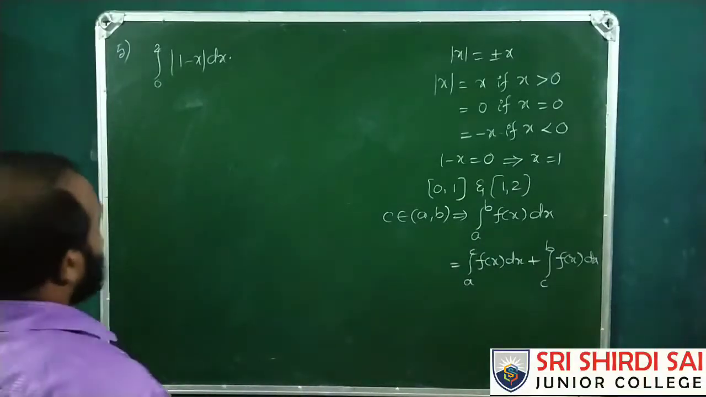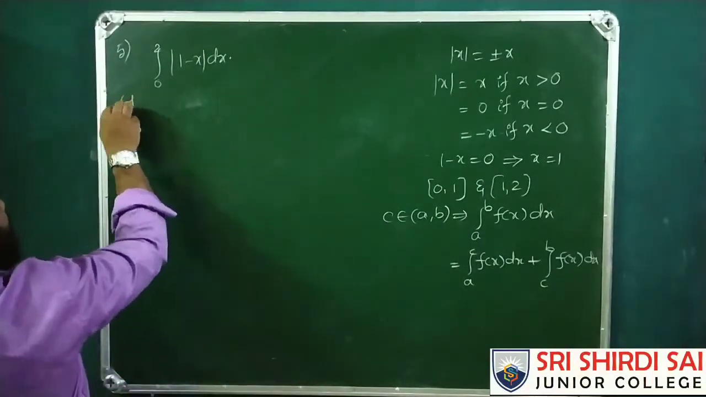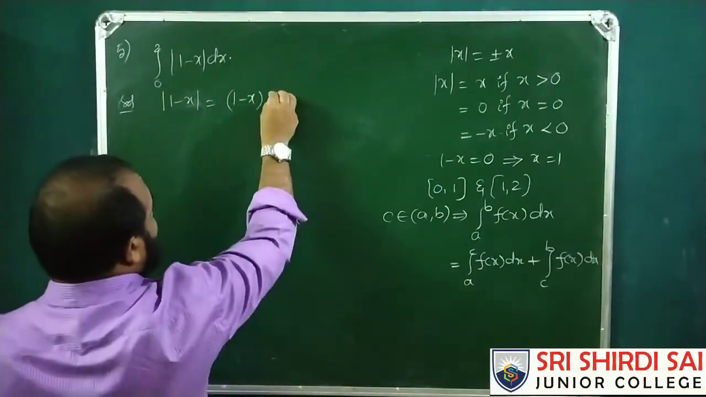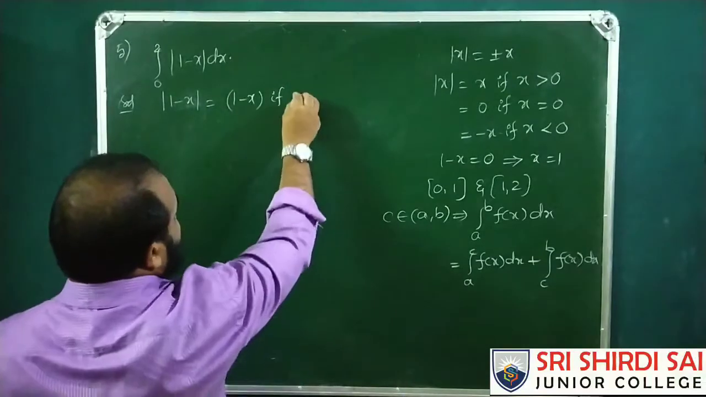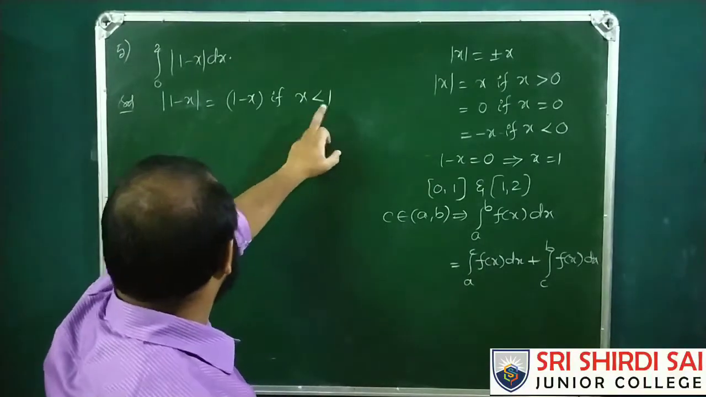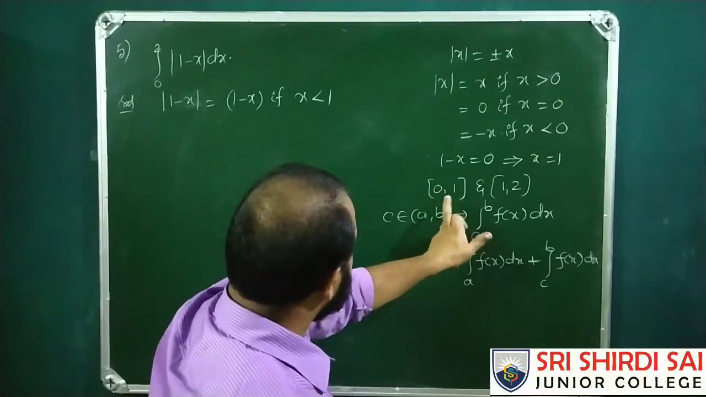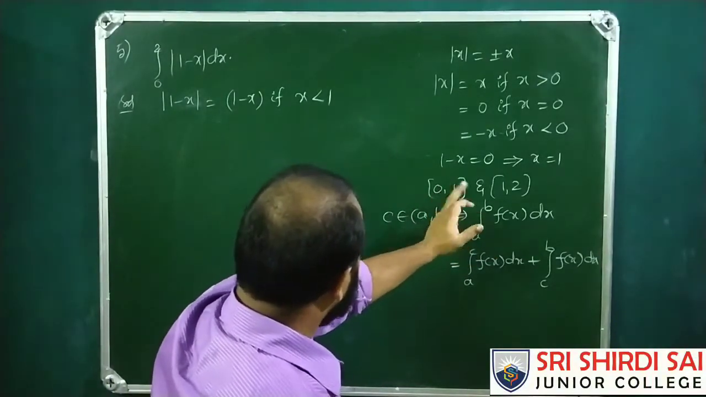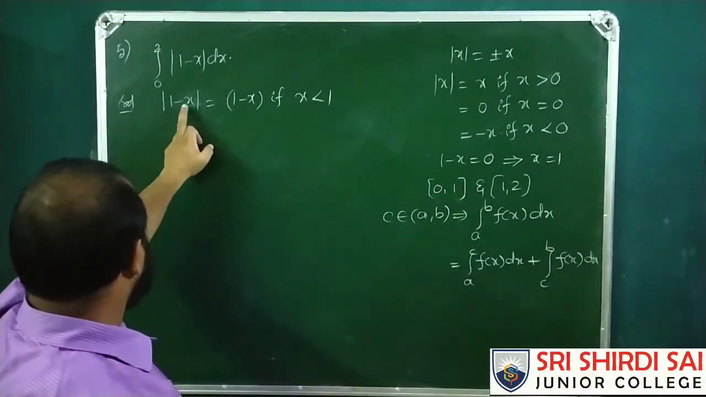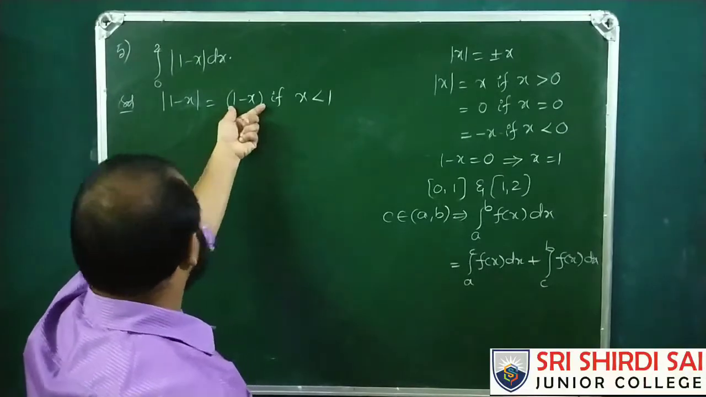So similarly, let us examine the 0 to 1 interval. 1 minus x is positive if x is less than 1. In the 0 to 1 interval, you take any value in between, for example 0.5, and substitute. So 1 minus 0.5 is 0.5. So 0.5 is positive.